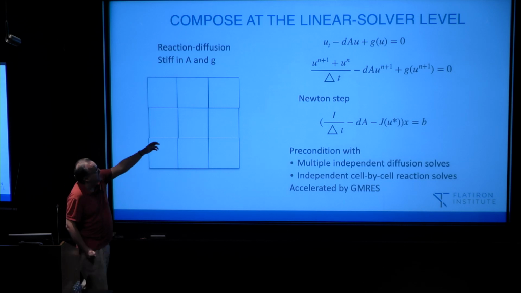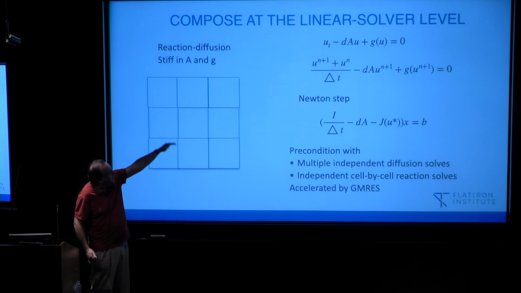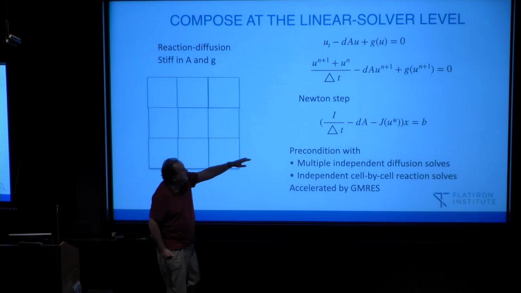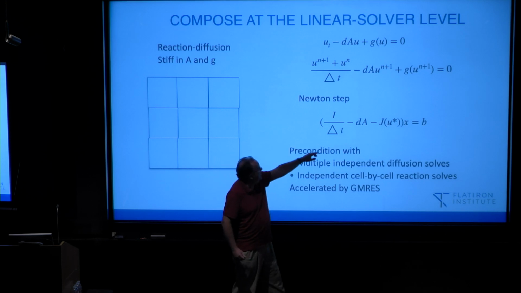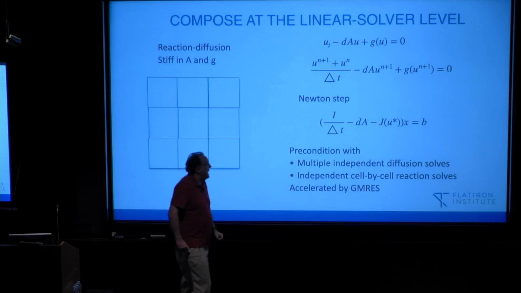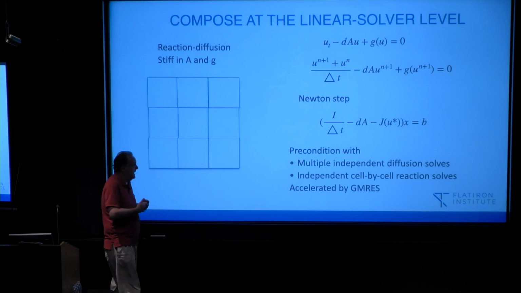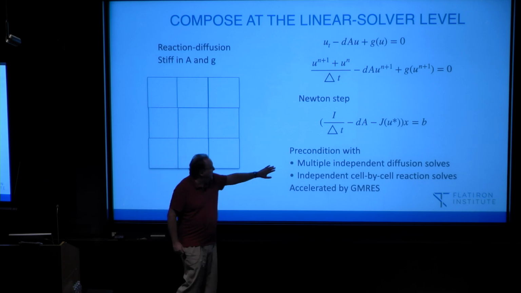And if you just look at this and you apply Newton for the G term, then a Newton step looks something like this. For each Newton step, you have to solve with this A, shifted also by the Jacobian of the G.